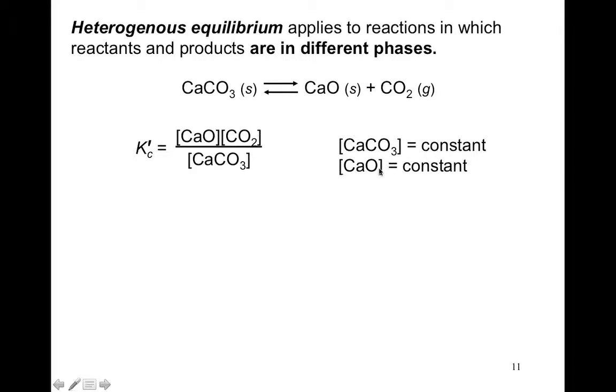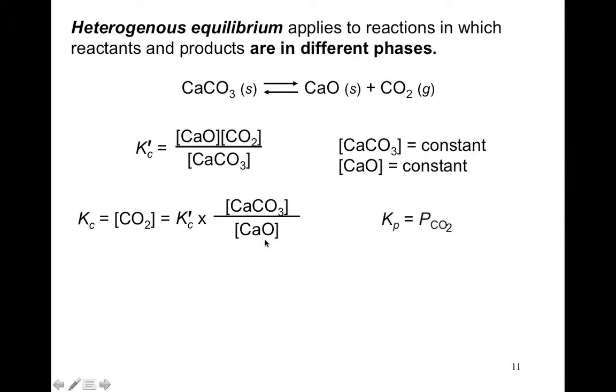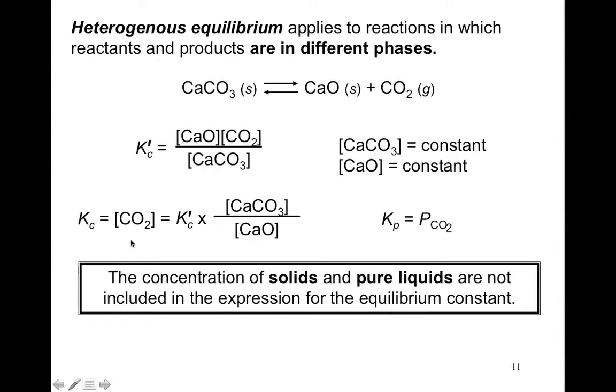Calcium carbonate's constant, calcium oxide's constant. Kc is equal to just CO2. That's it. You can't write solids. It's got to be liquids or gases. And so you could say our Kc prime is calcium carbonate divided by calcium oxide, but again, that's a constant. So our Kp is just the pressure of CO2, and our Kc is just the concentration of CO2. That's it. So the concentrations of solids and pure liquids are not included in the expressions for our equilibrium constants. And so that's why we leave these guys out.